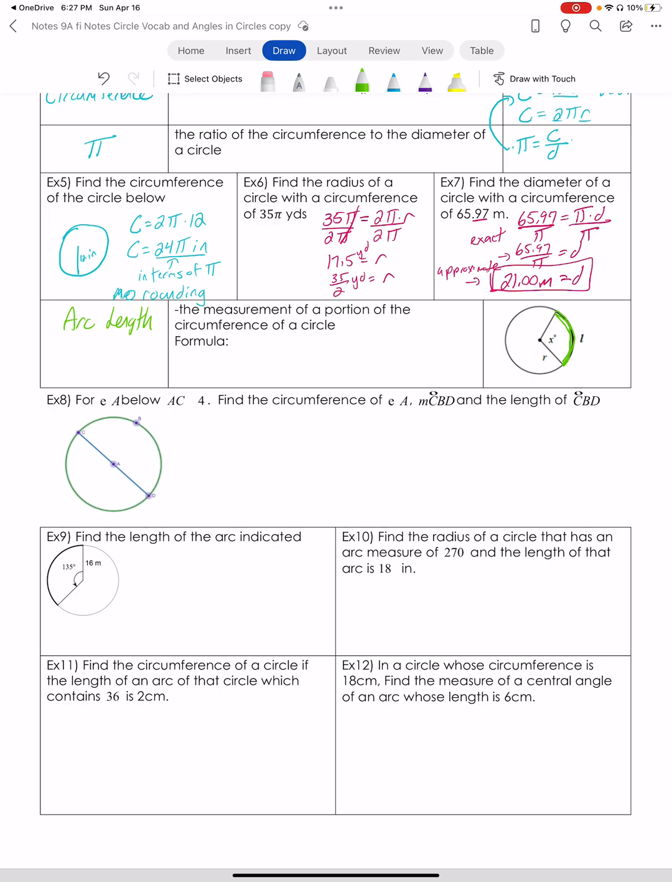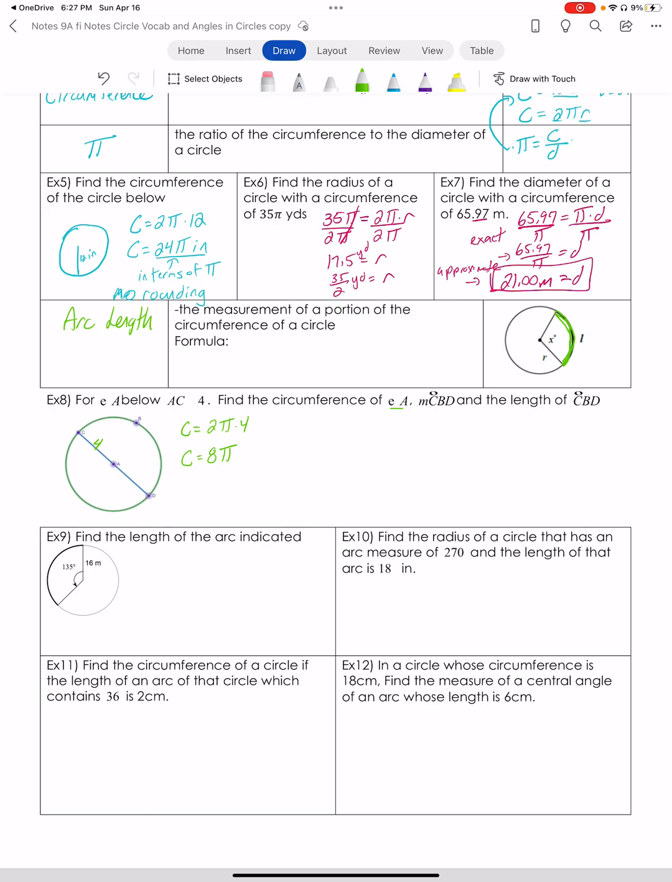Before we get to that though, so for the diagram below, the distance from A to C is equal to 4. It says find the circumference of circle A. Hopefully that says it on yours. So first off, if I know that the radius is 4, then I know my circumference is going to be 2 pi times my radius, which is 4. So I know my circumference is going to be 8 pi, whatever units there are.